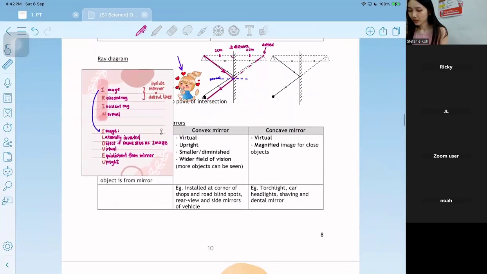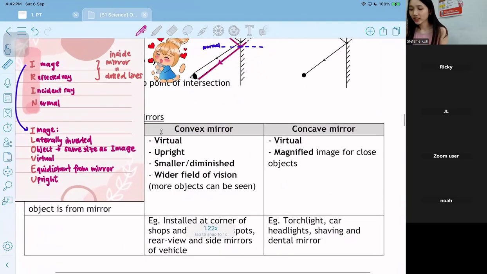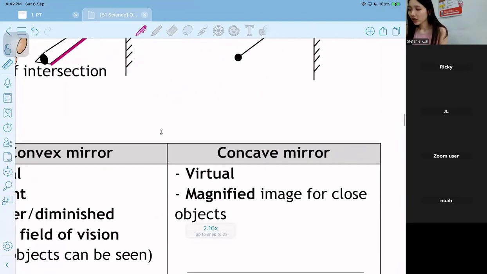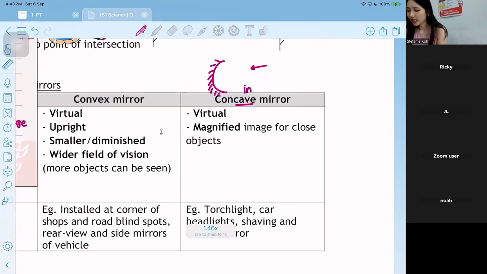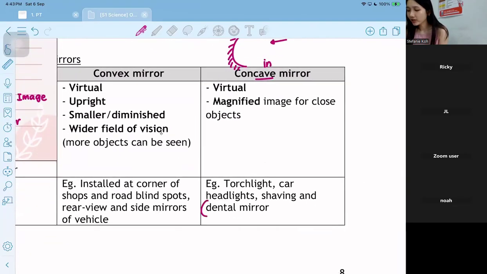Okay. Next one is convex versus concave. Concave means it caves in, so it looks like this. You're looking here, the mirror is inside here. Where do you usually see this kind of mirror? In things like your dental mirror, for your dentist to see inside, and it's magnified to see better, for small objects.